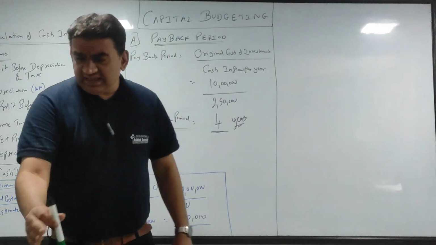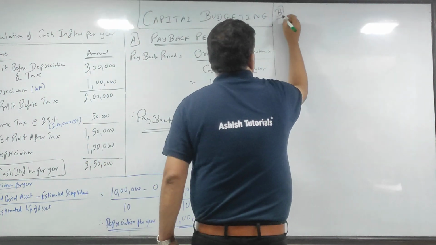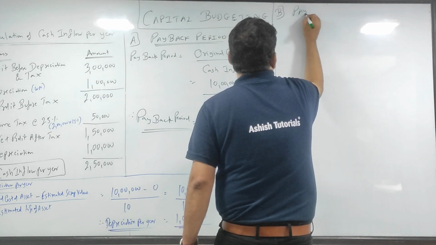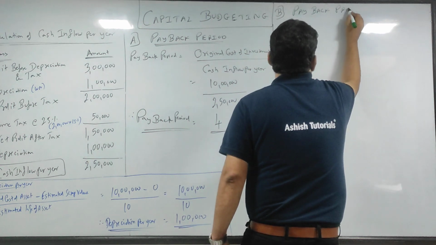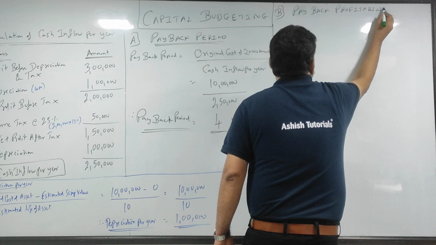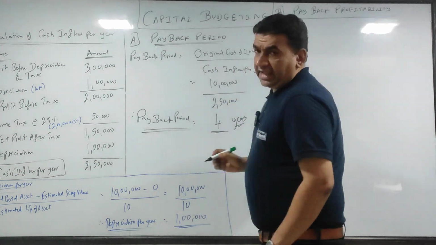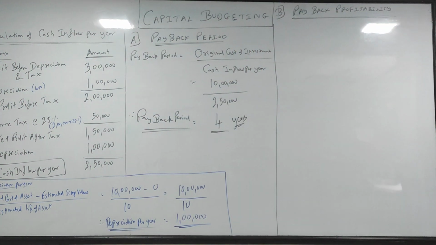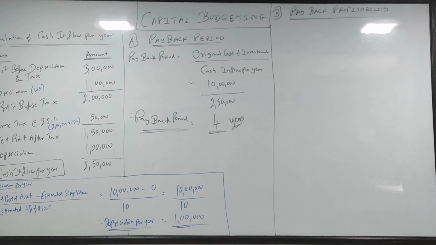Okay? Second thing, what I have asked? Second, payback profitability. Now to be honest, back students, this is asked less to you. This is asked more to BCom students, but it is there in the syllabus, so I will do it. My next calculation, payback profitability.